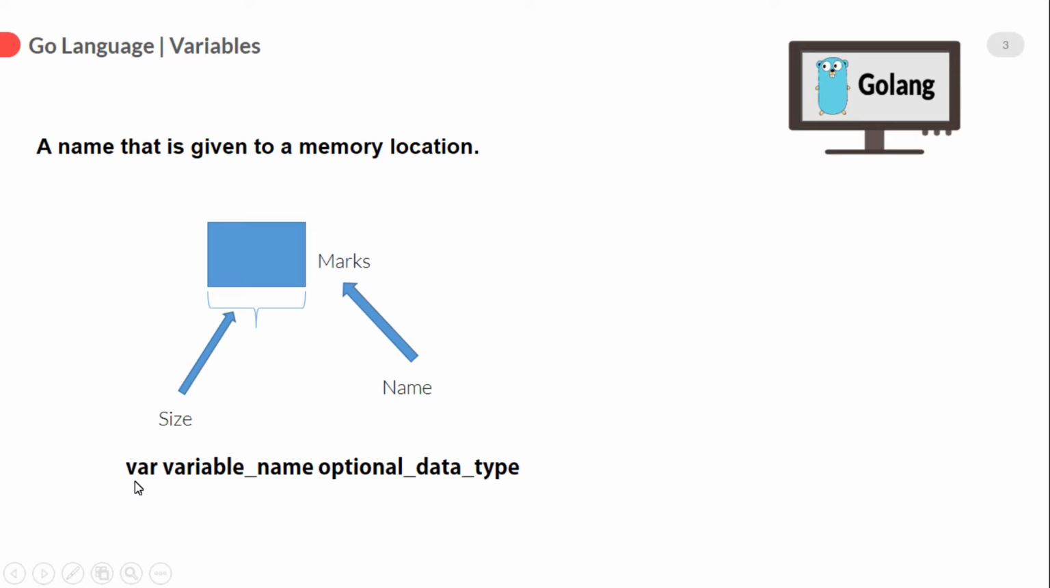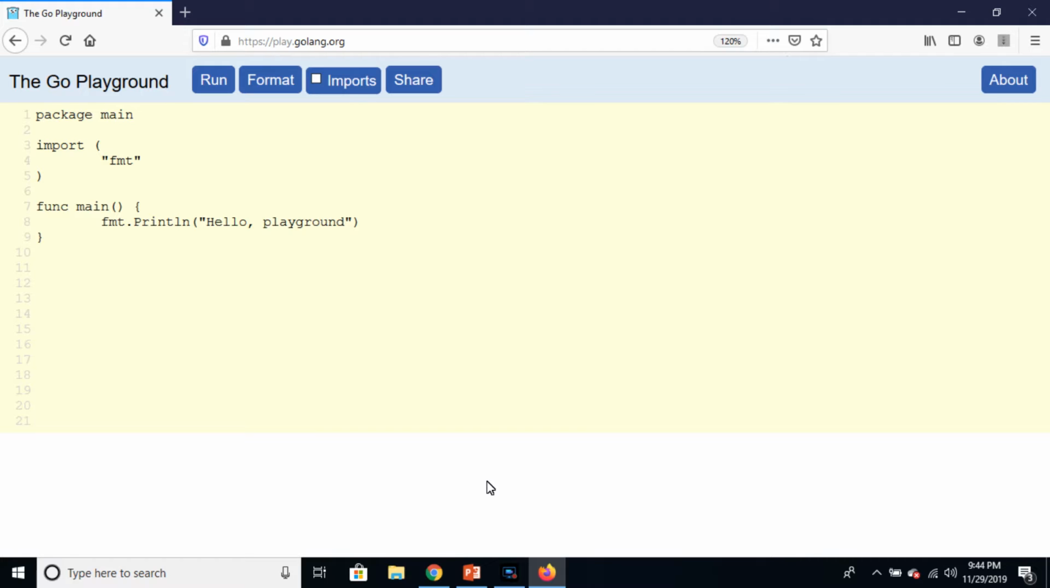And here is the basic syntax for variable declaration. var is the keyword, and you can assign a name to the variable, with an optional data type in case of the Go language. Now we are going toward implementation.